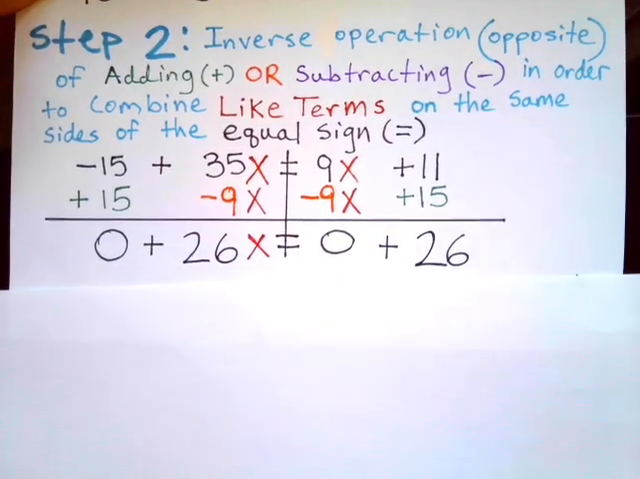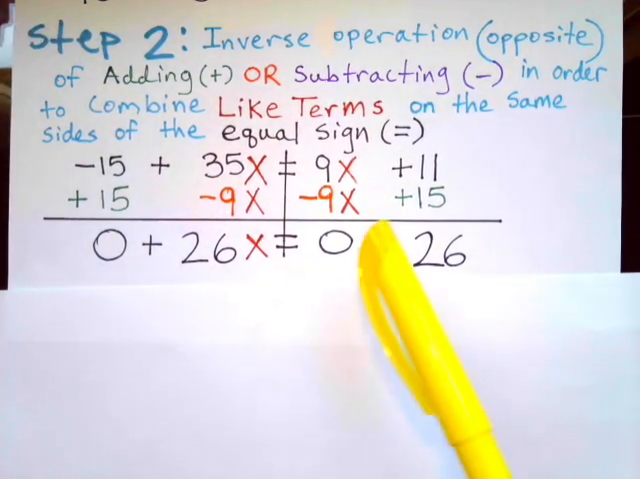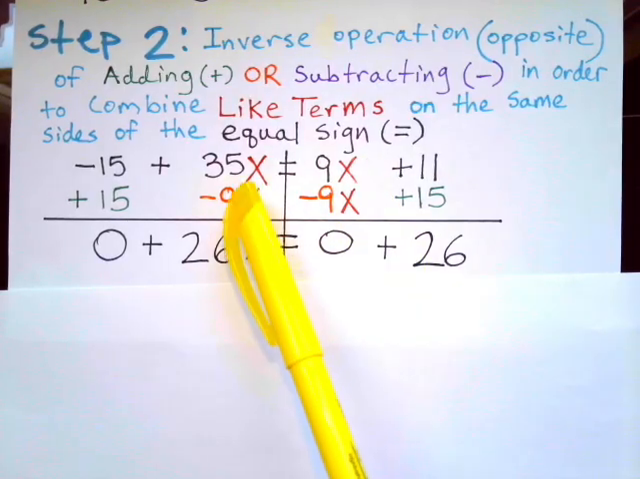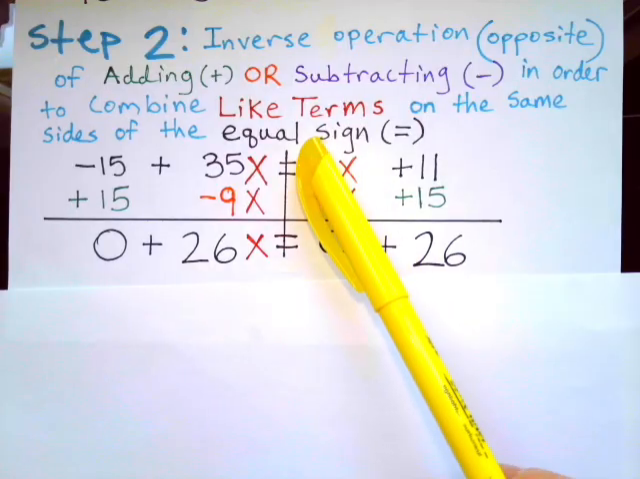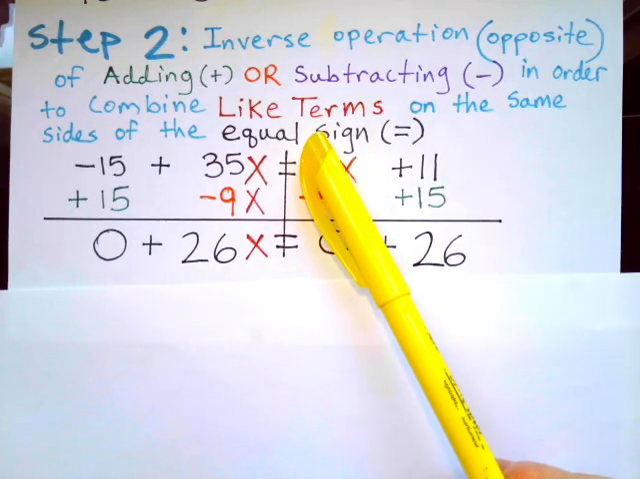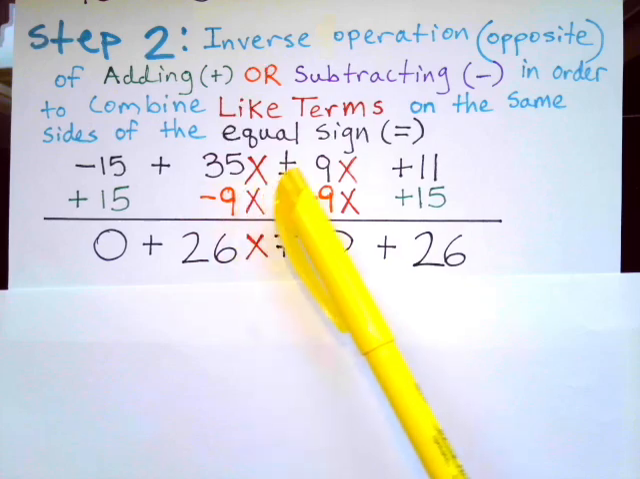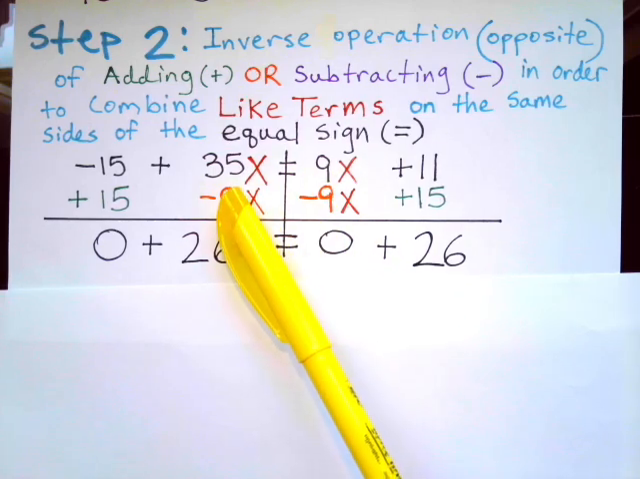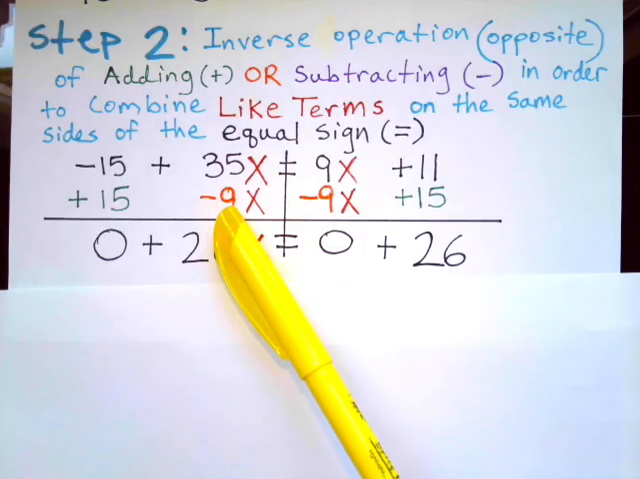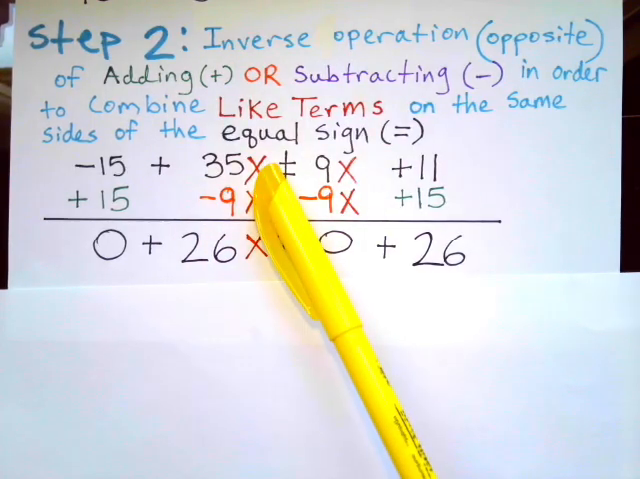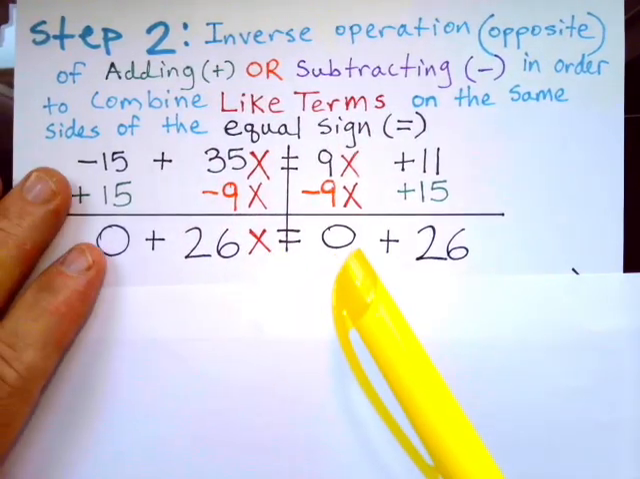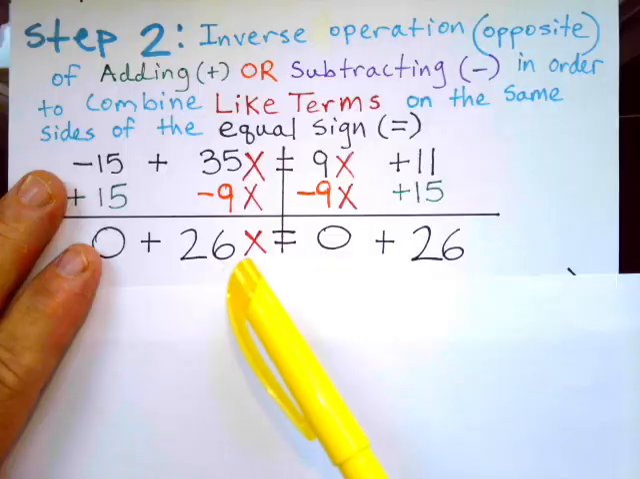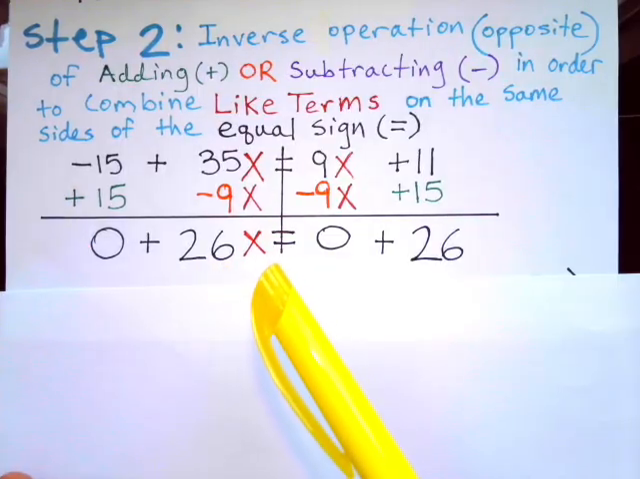So again, I want to move that 9x to the left side of the equal sign. I do the opposite of a positive 9x. That's a negative. What's 9 minus 9? 0. It's gone. But what I do to the right side of the equal sign, I have to do to the left side. So 35 minus 9 is 26, and both of these have the x. So the x is still attached to that 26, right?